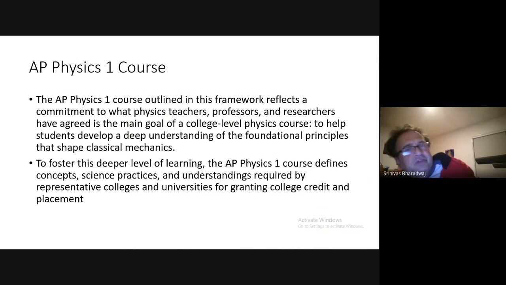Now, AP Physics 1, on the other hand, is outlined in this framework, which reflects a commitment to what physics teachers, professors, and researchers have agreed is the main goal of a college level physics course. AP Physics 1 is non-calculus based. The exam is non-calculus based, but it helps to know a little bit of calculus, or at least some pre-calculus. We teach a little bit of calculus even to the AP Physics 1 students, so that you can then appreciate how calculus based physics looks.